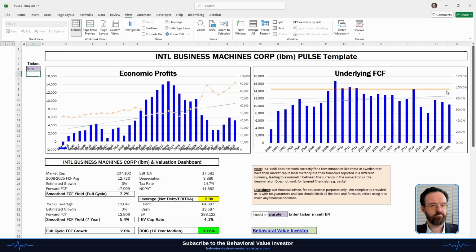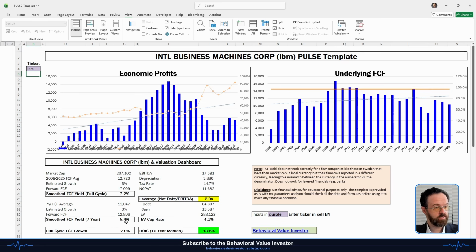But the free cash flow conversion rate is nearly 100%. That's pretty good. Leverage is reasonable. It's in the kind of solid investment grade category, just under 3 times. So nothing to worry too much about there, but it's certainly not as strong as Microsoft, for example. So I wouldn't worry too much about that here.